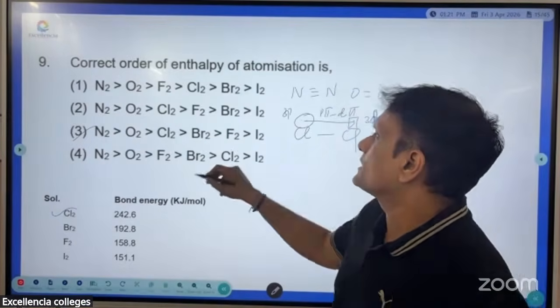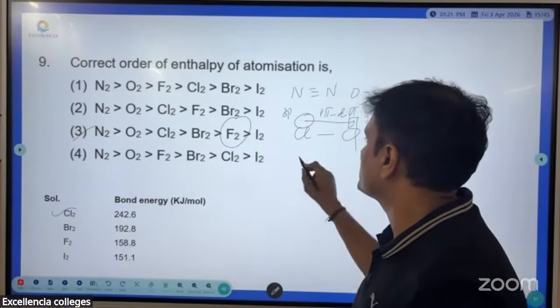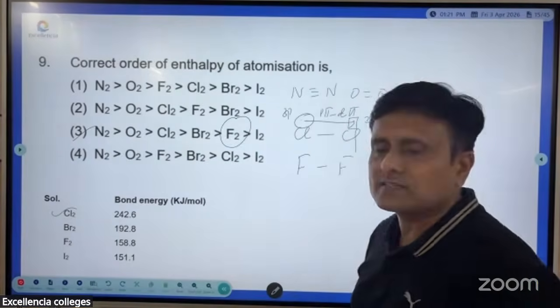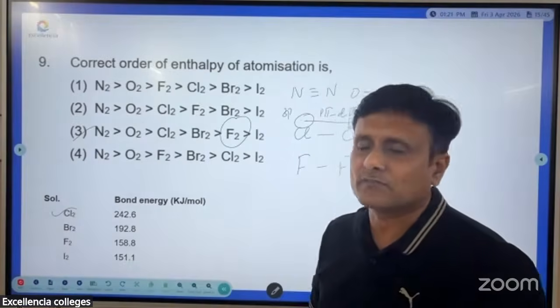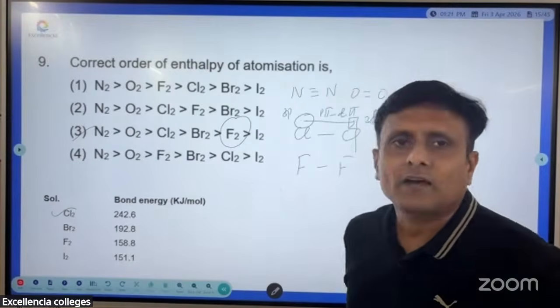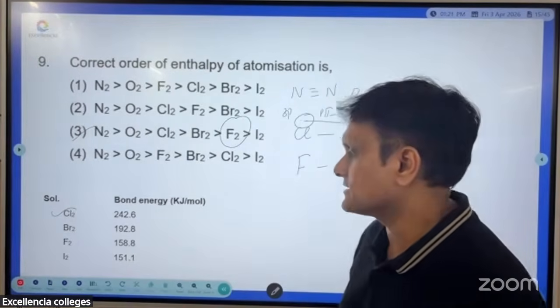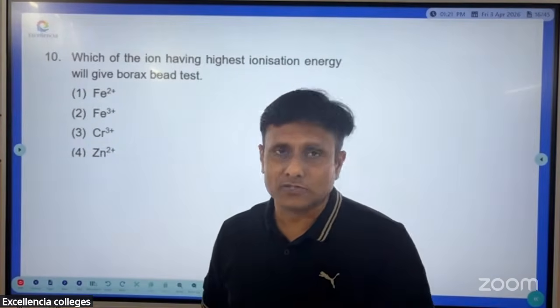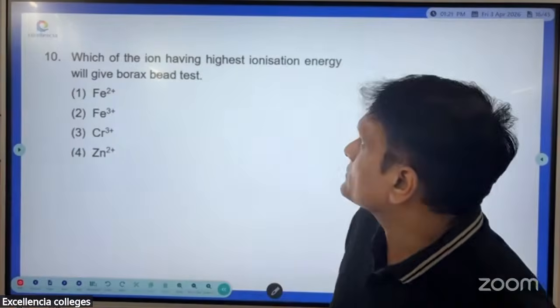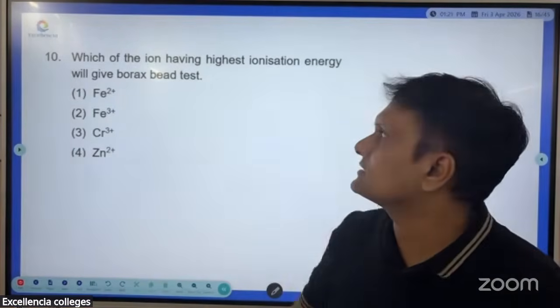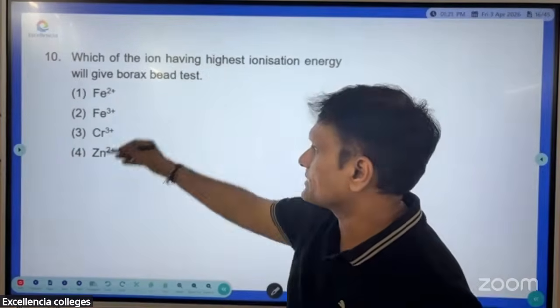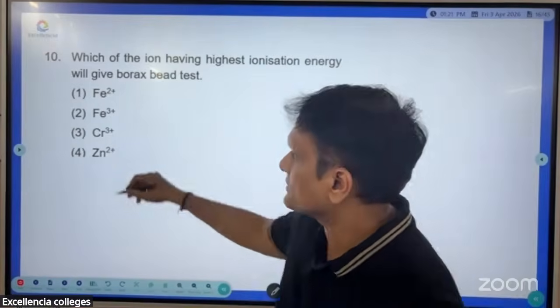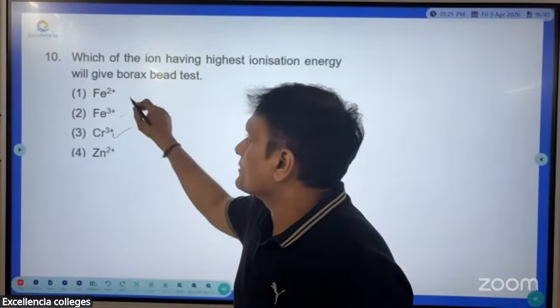There comes Br2, and F2 lost the race because of the repulsion between the large number of electrons that are present on the fluorine. As for I2, because of the bigger size, they repel each other. So this order is purely textual. It is there in your NCERT textbook. You should have revised it once. Now you see which of the following has the highest ionization energy that will give the borax bead test. You have studied that the borax bead test is given usually by chromium and all that.